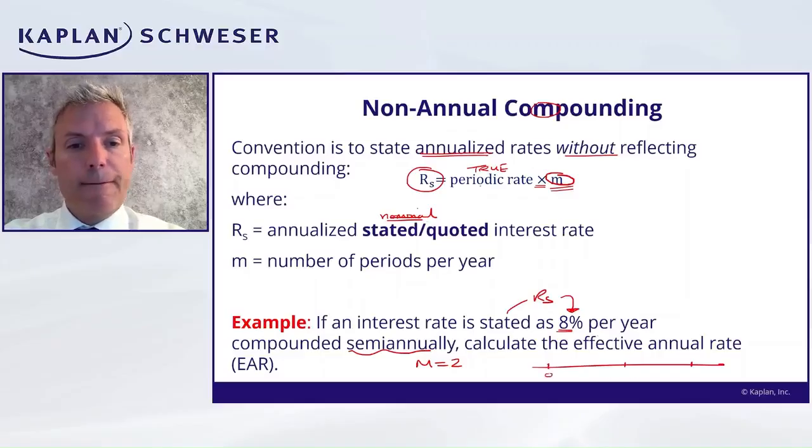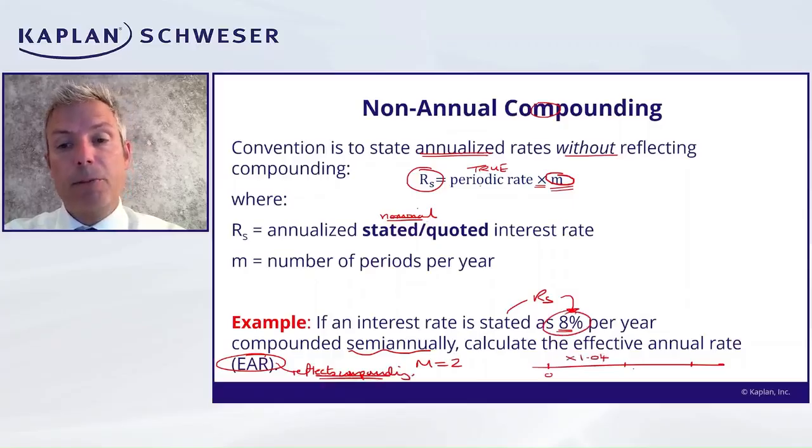So if you think about what your effective annual rate of return is, which reflects compounding, given a stated rate of 8%, you're going to compound by 4% for the first period. That's half of 8. Your periodic rate is the quoted rate divided by the periodicity. So 8 divided by 2 is 4. You're going to compound by 4% twice.